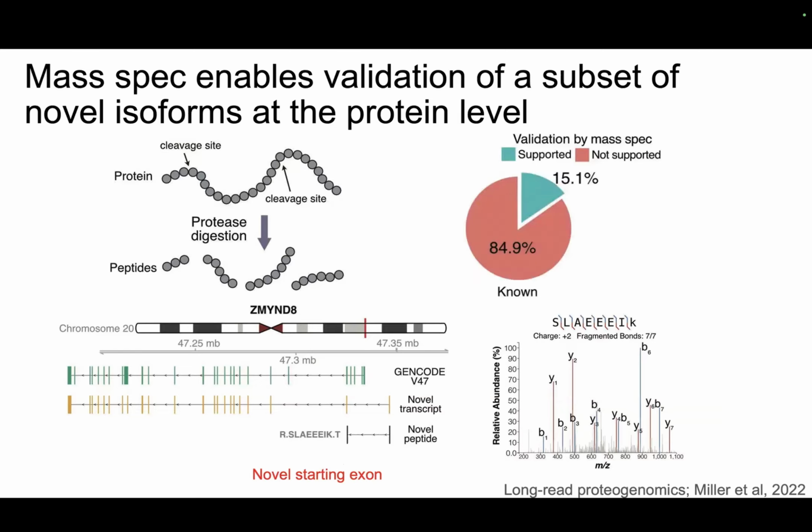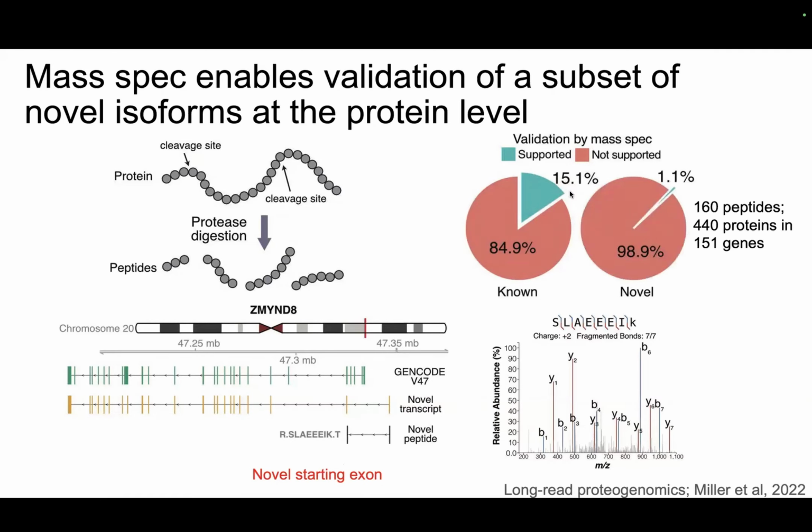And so we can do this process for all of the proteins in our data set. And we can then ask, just like we did for our short-read data, what percentage of our known and novel proteins are validated by our mass spec. And so here we see that 15% of all possible known peptides are validated by our mass spec data.